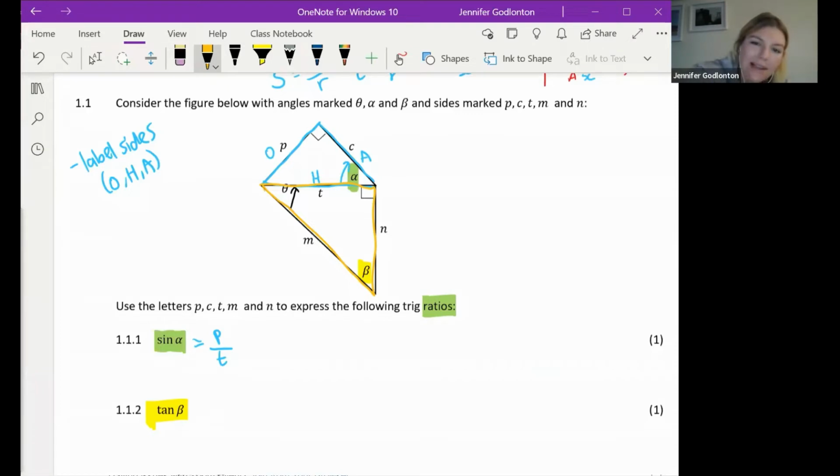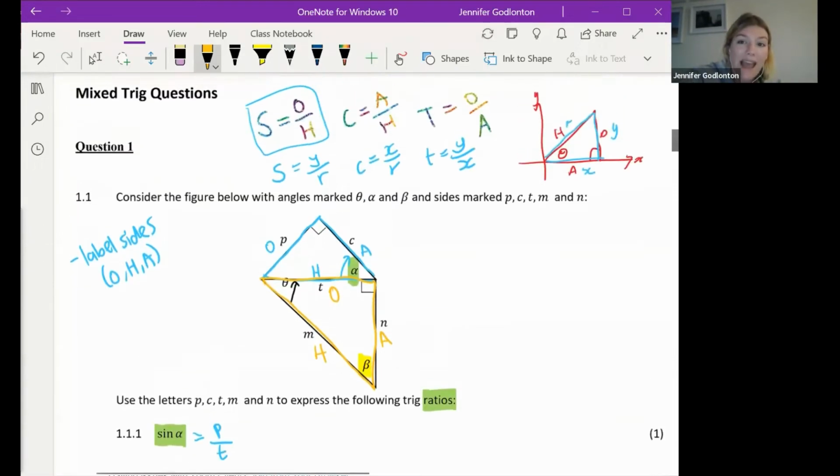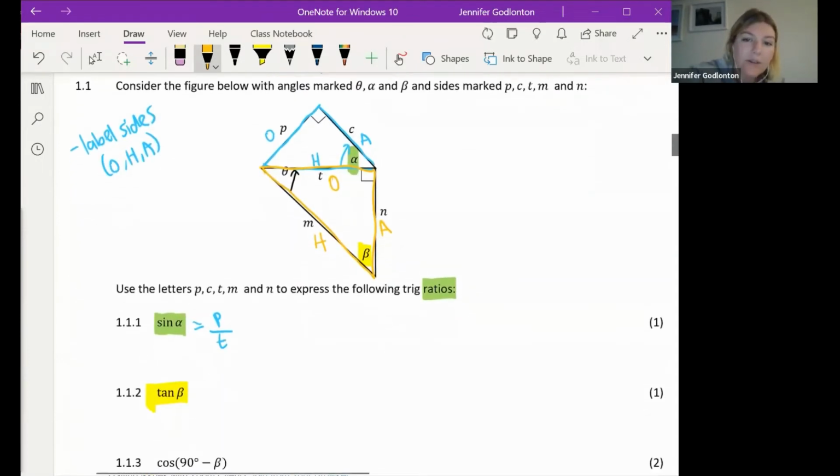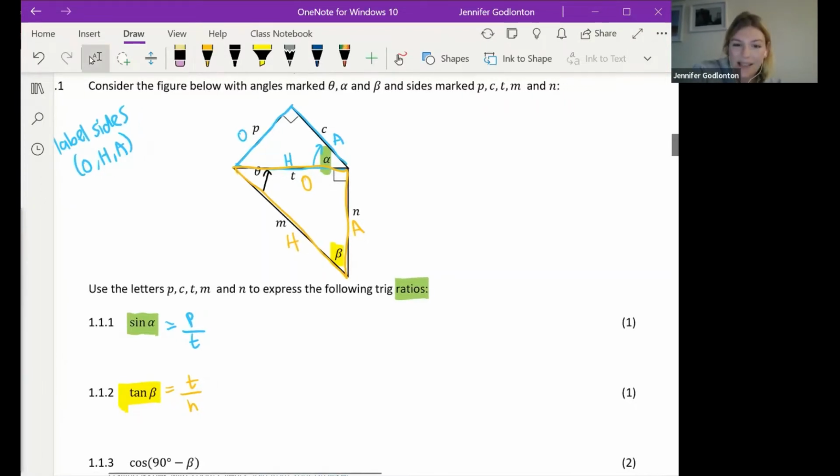Okay, so if I'm labeling this triangle, first I'm going to start with my hypotenuse. Then the side that's next to my beta is going to be my adjacent, and then that would be my opposite. So now if we're dealing with tan, we care about opposite over adjacent. And so we care about T over N. So far in this test, if you got the first one right, you got 1 mark. If you got this one right, you have got 2 marks so far.